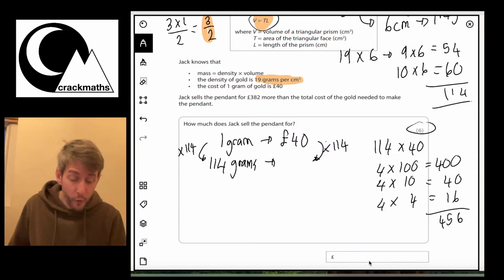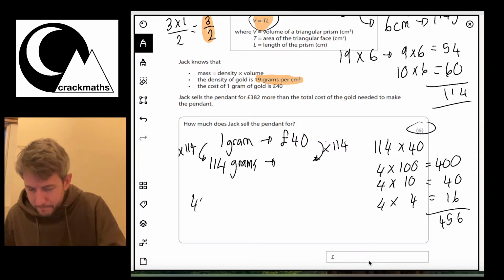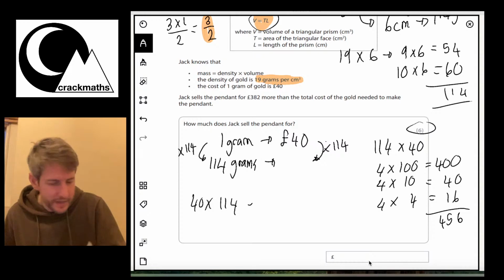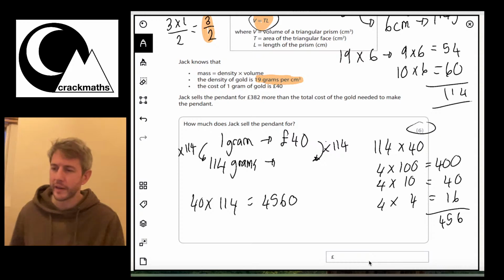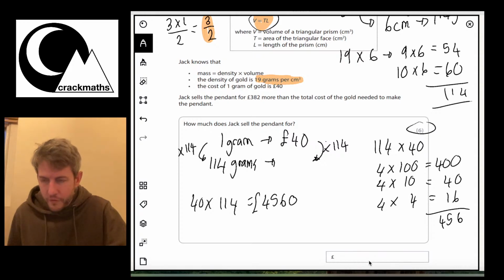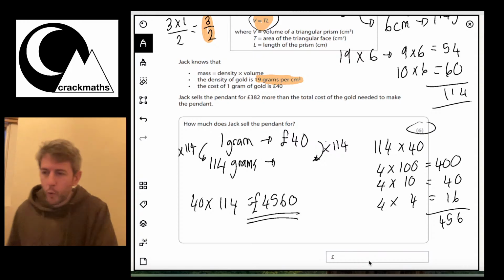So we've added these together. So we know that 40 times 114 is equal to 456, and then I'm adding the 0. Okay, so here we go. We've got this all done.